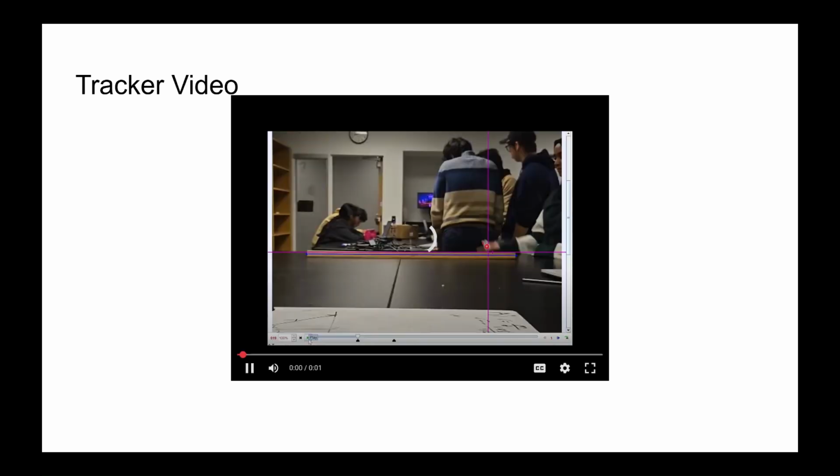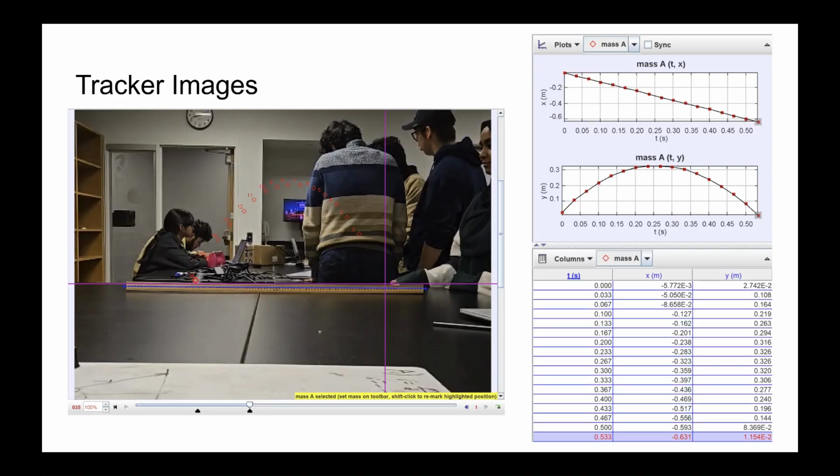So this is the video used in the tracker, and you can see here's a still video of what happened. The purple lines are the axes, the blue line is the basis based off the meter stick, and the red diamonds are the points that were tracked. You can also see x position versus time, y position versus time, and all the data points in the table on the right.